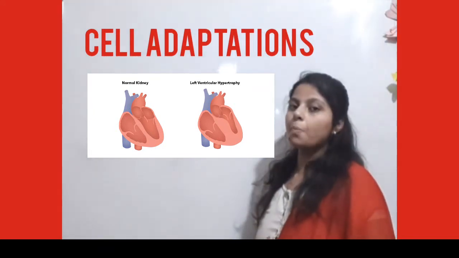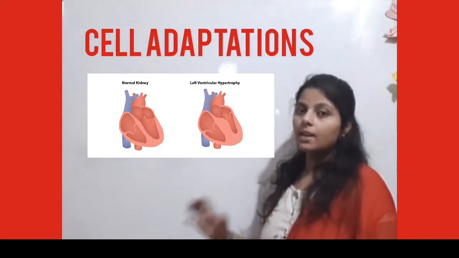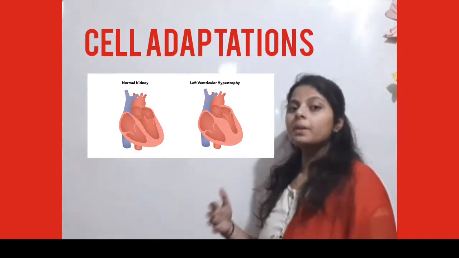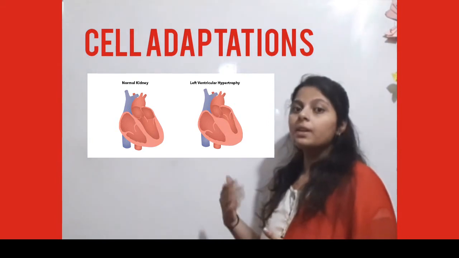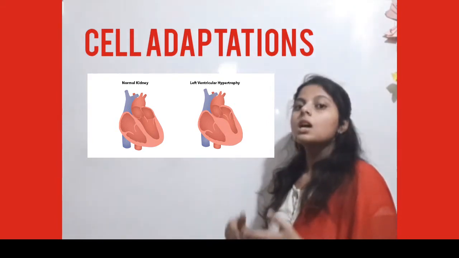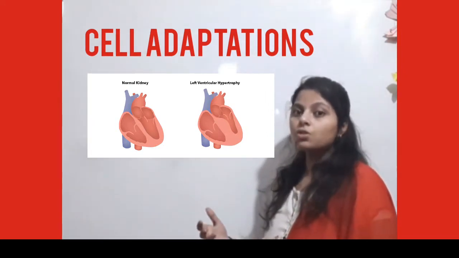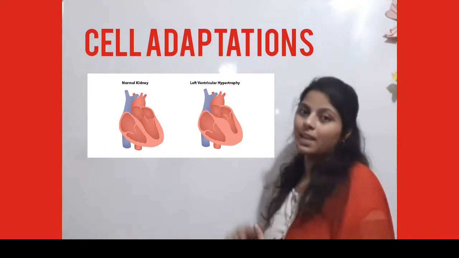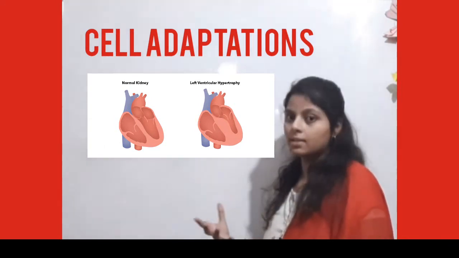Third type of hypertrophy is compensatory hypertrophy. In compensatory hypertrophy, the hypertrophy is seen in order to compensate for the dysfunction or loss of some other organ of the same type. In order to maintain that functioning, it will increase in size.